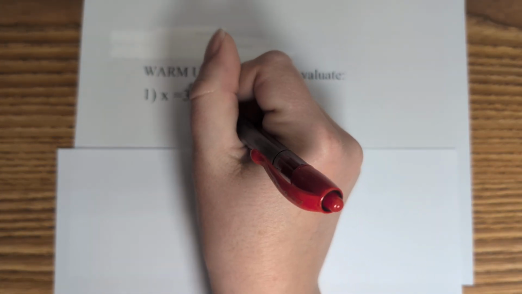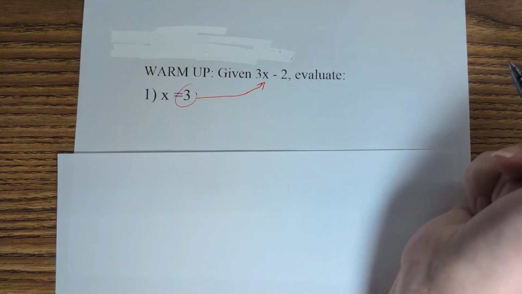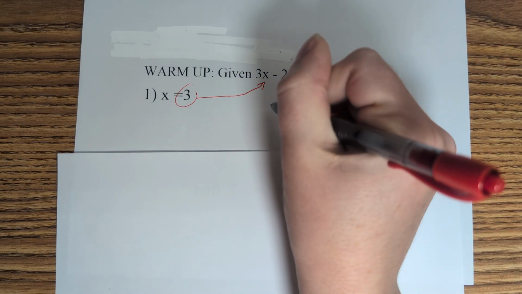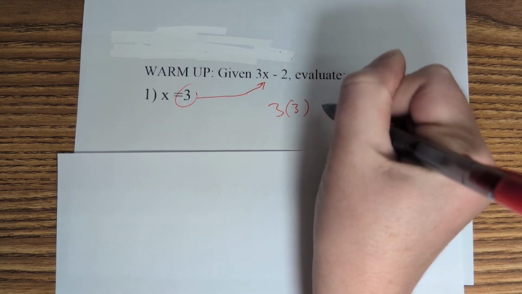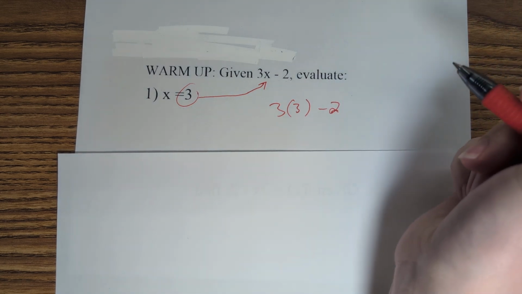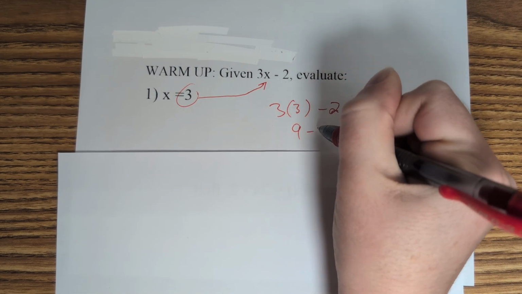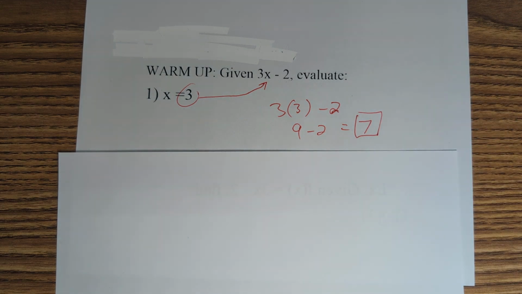In this case, I would just take this 3 and I would stick it into my expression where the x is. Instead of 3 times x, I would have 3 times 3 minus 2. It's kind of messy, too, that's okay. And I would get 9 minus 2, which is 7. This is more familiar, right?